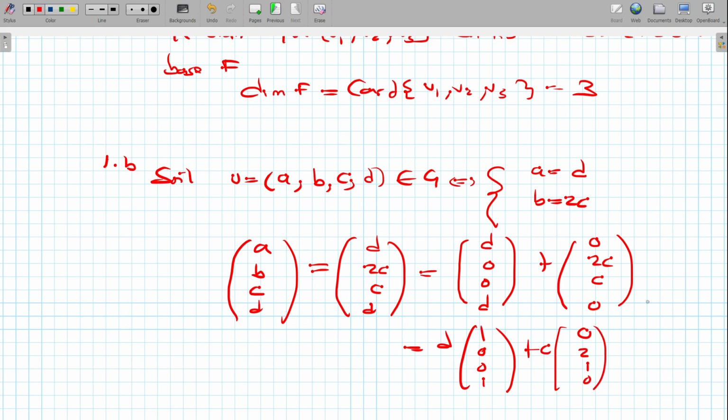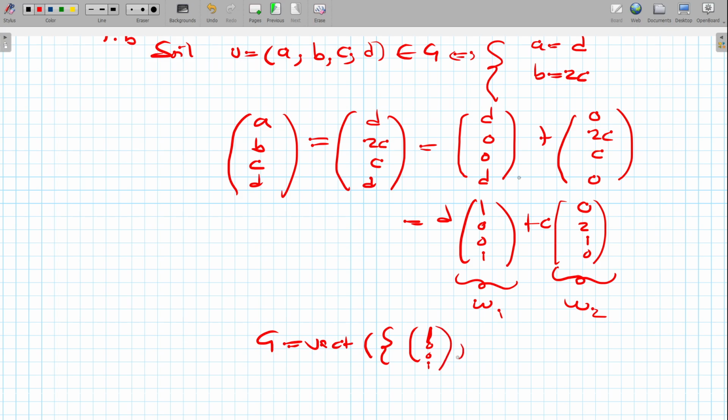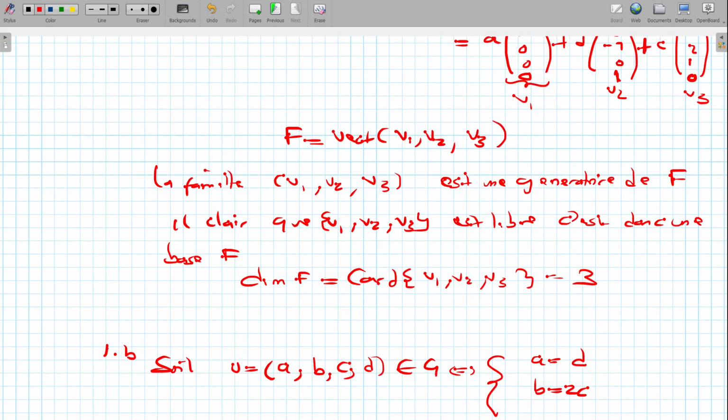C'est ça? Bien. So this is going to be your vector W1, and then this is going to be your vector W2, like so. So we can say that G is equal to vect of 1, 0, 0, 1, like so, and then 0, 2, 1, 0. Okay, so this is what we have.